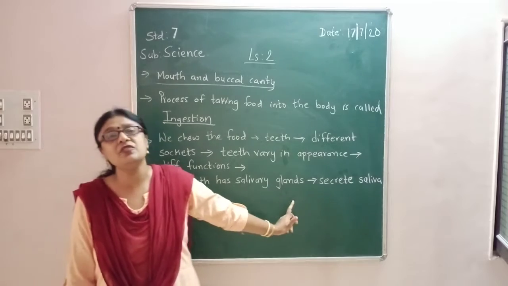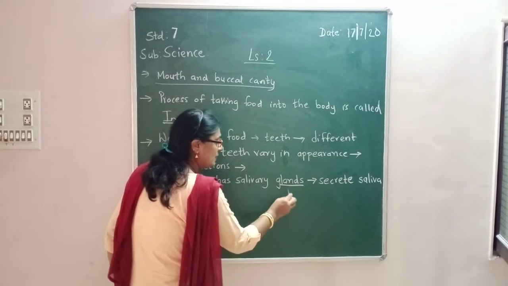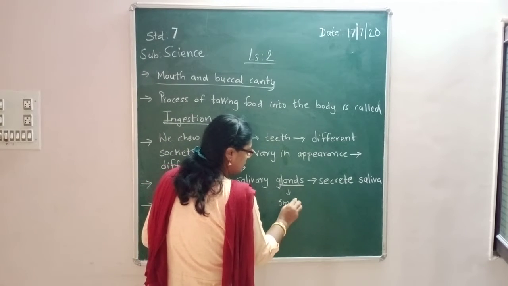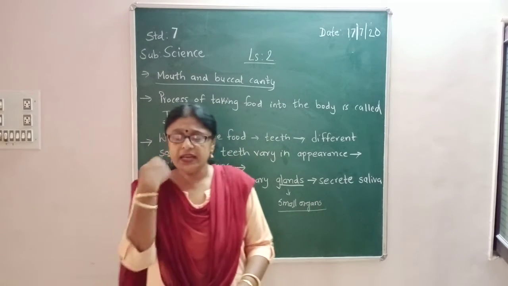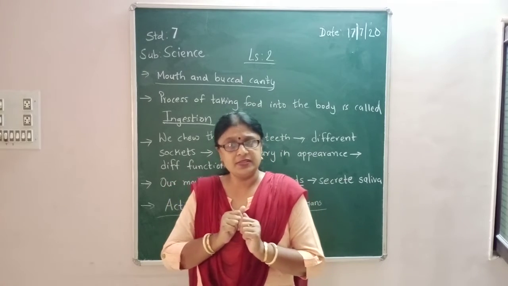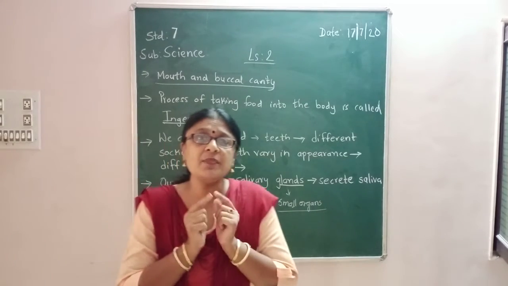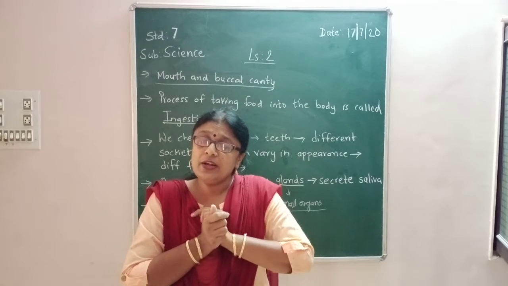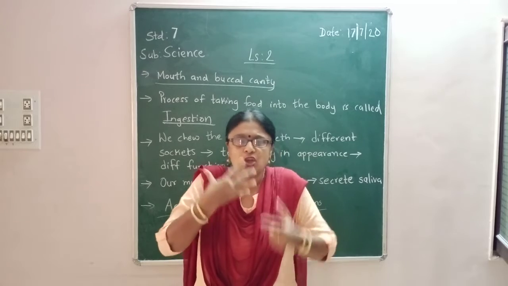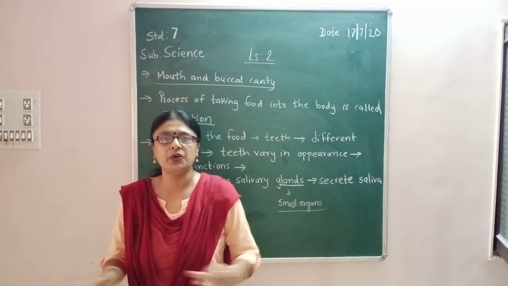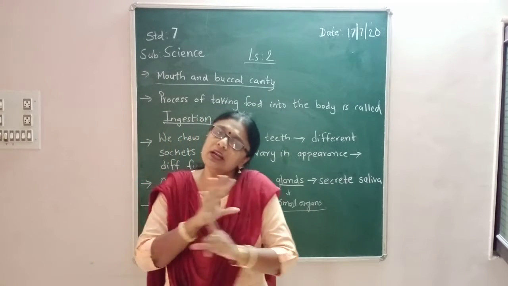Our mouth has salivary glands which secrete saliva. What is the meaning of glands? Glands means small organs. In our mouth, salivary glands are present which secrete saliva. You know what saliva is? Saliva means spit. You can do one thing. Take a towel or napkin and clean your mouth from inside. Make it totally dry, okay? Don't drink water. Don't do anything.